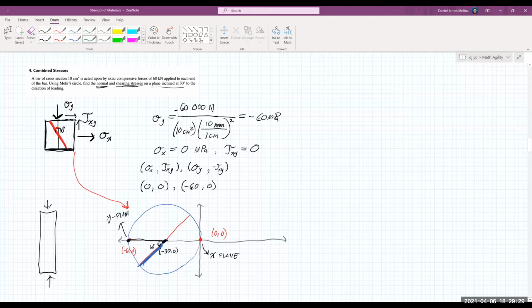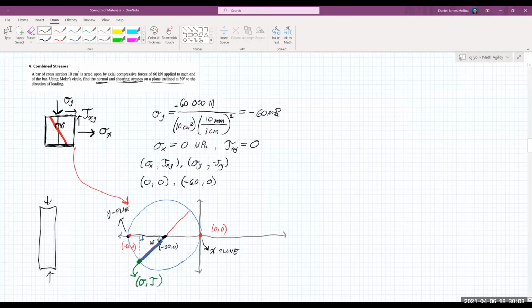Okay. So how will we be able to determine the normal and shear stress? We must find the coordinates of this point, sigma and tau. So this is the normal and this is the shearing stress. So it's actually using geometry. Okay, so we will project the point downwards so that we can find a right triangle. Okay, so we will have a right triangle here.